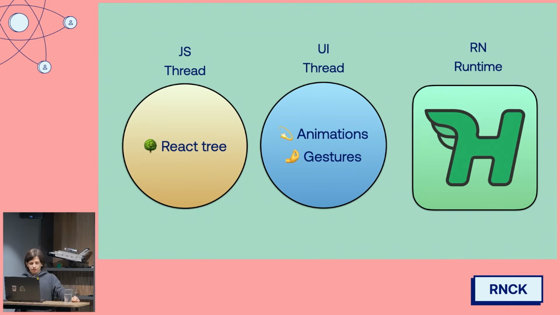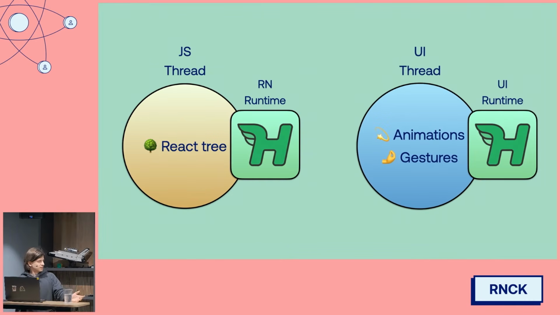But we still have the same problem. We have only one runtime. So let's just create another one and call it the UI runtime. And then we can execute the React tree on the React Native runtime and then execute the animations on the UI runtime. Sounds great in theory, but there's a problem.